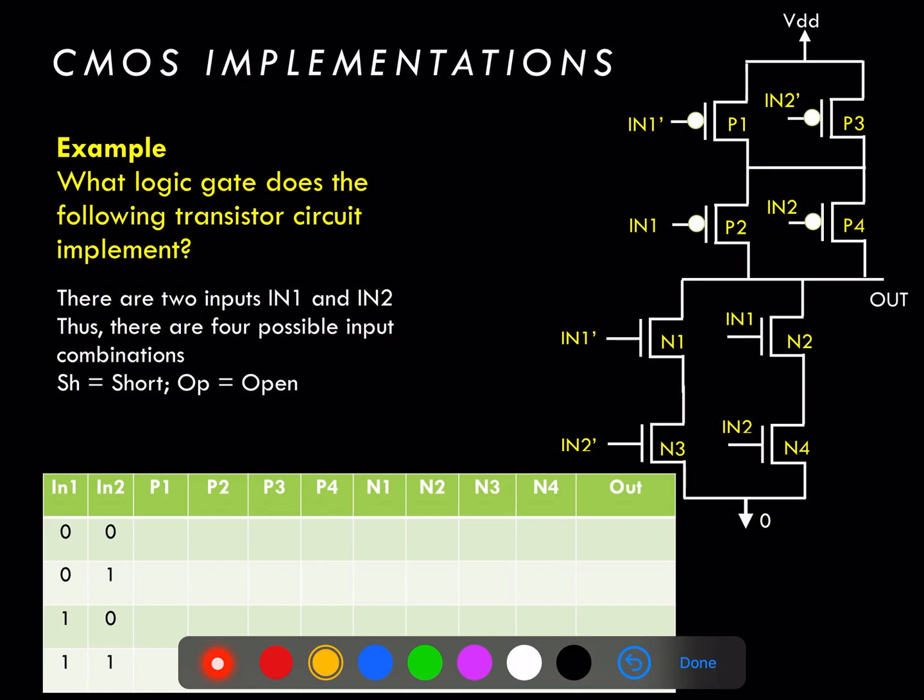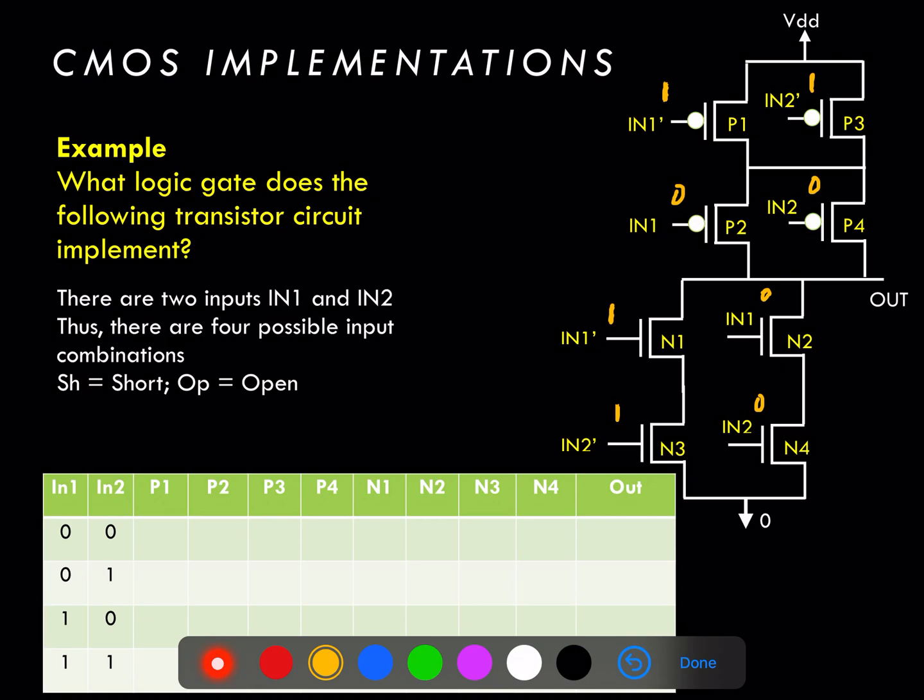Here at P1, the input 1 is 0, but into P1 is the inverse of input 1, or 1. In 2 is equal to a 0, so into P3 we have the opposite of that, or 1. N1 going into P2 is equal to a 0. N2 into P4 is also a 0. N1 not on the bottom half of the circuit here gives us a 1 into an NMOS transistor. N2 not is equal to 1. N1 is equal to 0. N2 is equal to 0.